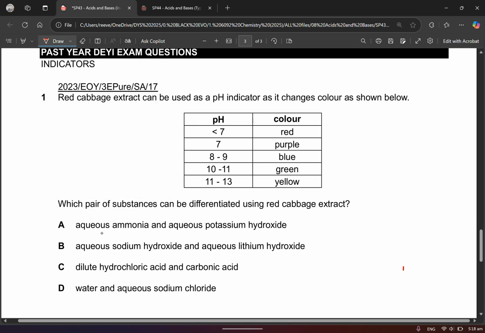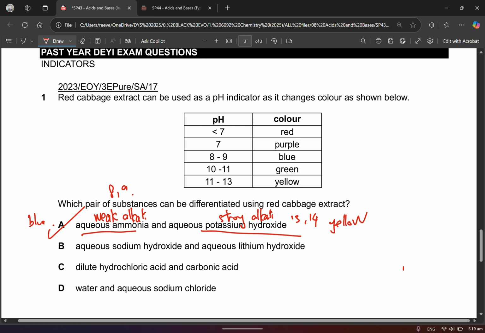So I have aqueous ammonia, which is a weak alkali. I have potassium hydroxide, which is a strong alkali. So the pH values that I'm trying to separate are about 13 to 14, and probably 8 to 9. If I use this one, 8 to 9, yes, I'll see blue. 13 to 14, I'll see yellow.